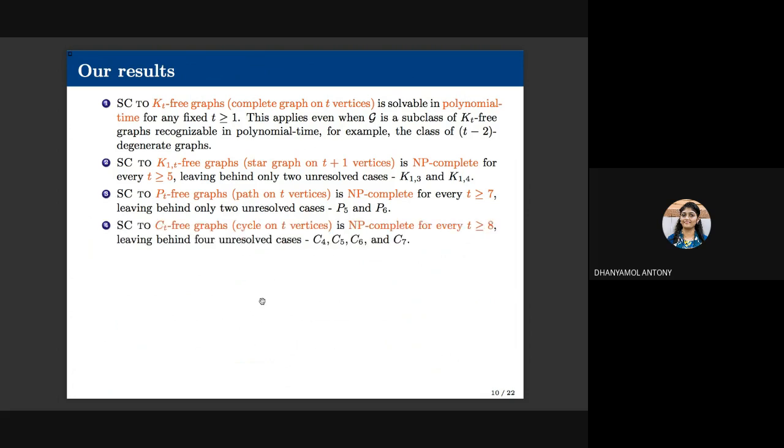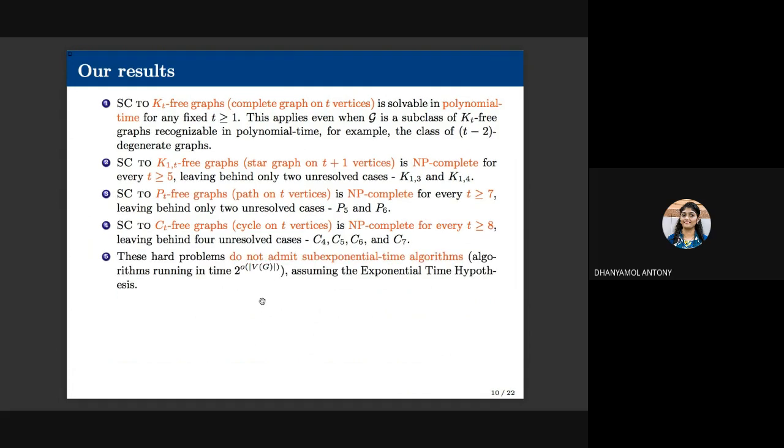Then we proved that SC to CT-free graphs, where CT is a cycle on T vertices, is NP-complete for every T greater than or equal to 8, leaving behind 4 unresolved cases: C4, C5, C6 and C7. We also proved that these hard problems do not admit any sub-exponential time algorithms, assuming the Exponential Time Hypothesis.